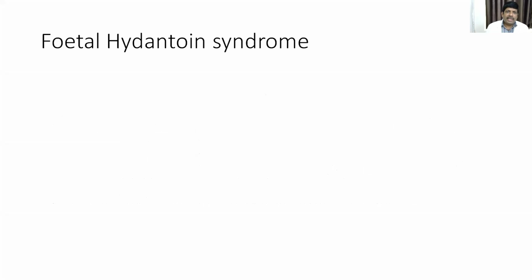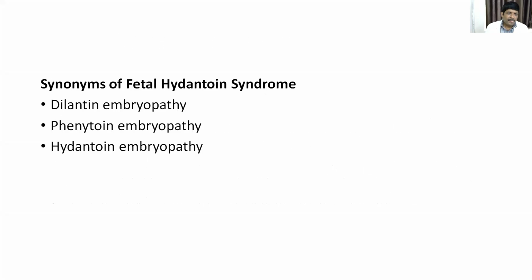Next is fetal Hydantoin syndrome. Again, it is related to phenytoin only. Hydantoin is a group under which phenytoin comes. The type of Hydantoin syndrome is Dilantin embryopathy. This is phenytoin. Then phenytoin embryopathy and Hydantoin embryopathy.